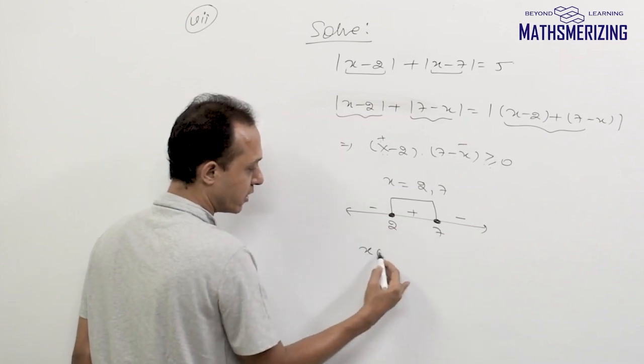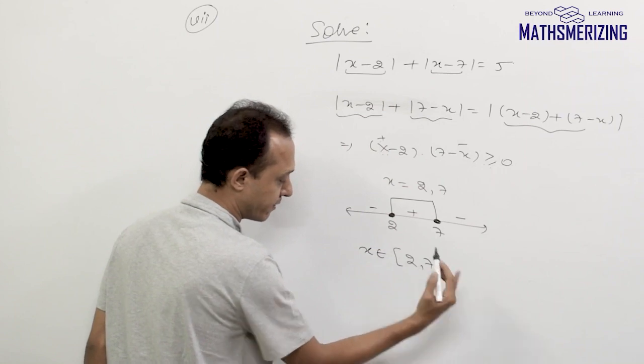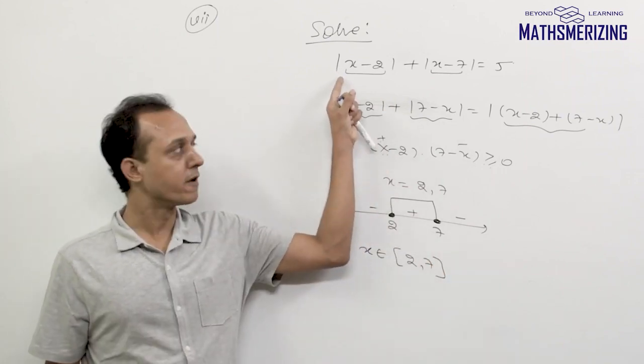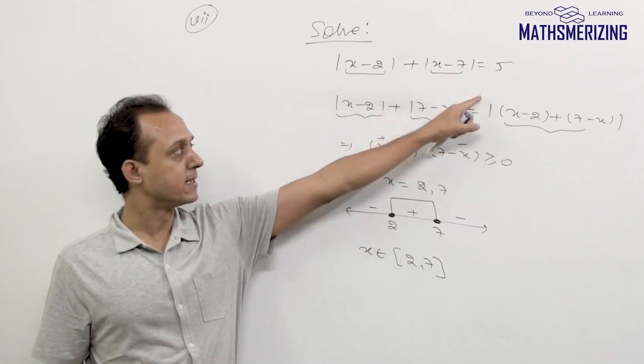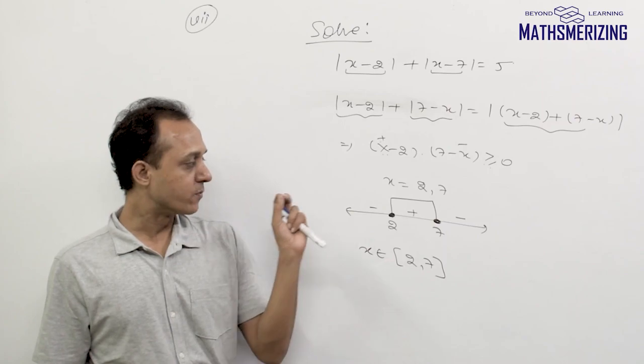So the solution to this equation is, the value of x should lie between 2 and 7. So if the value of x lies between 2 and 7, then in that case, mod of x minus 2 plus mod of x minus 7 will be 5. So this is how we solve these questions.